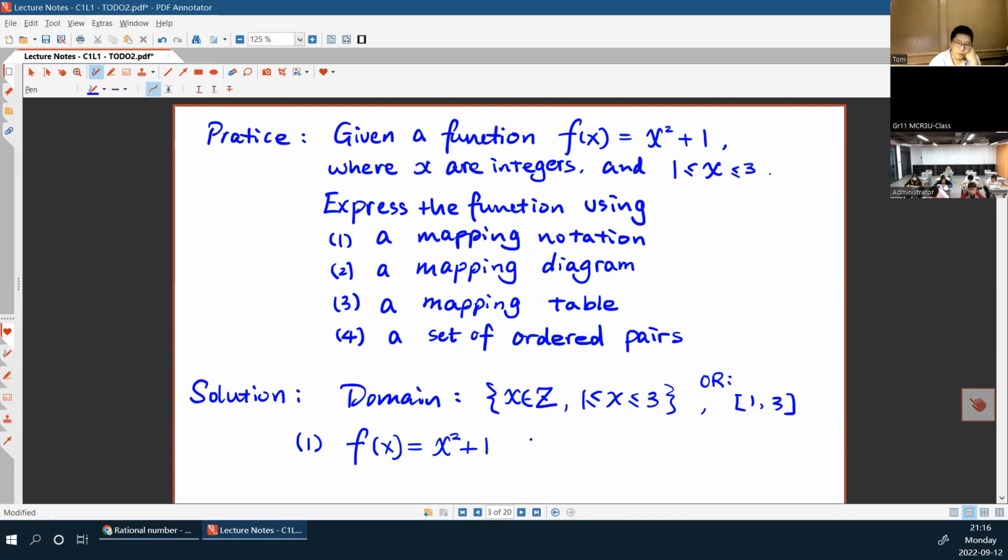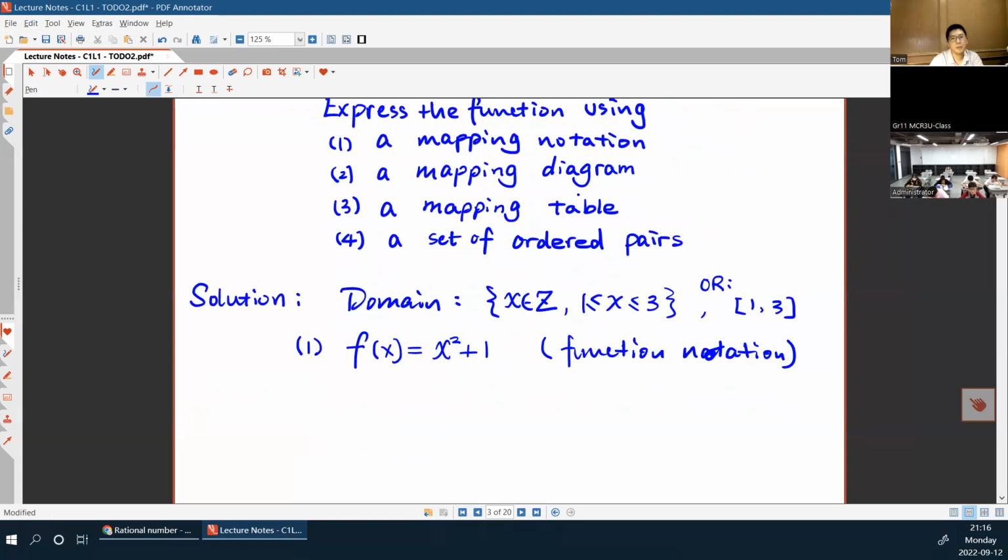Okay, so this is called function notation, right? And the question asks you to express this function using a mapping notation. So in mapping notation it should look like this. First, we specify the name of this function, then followed by a colon, then x is mapped to x squared plus 1. This is called mapping notation. Understand?